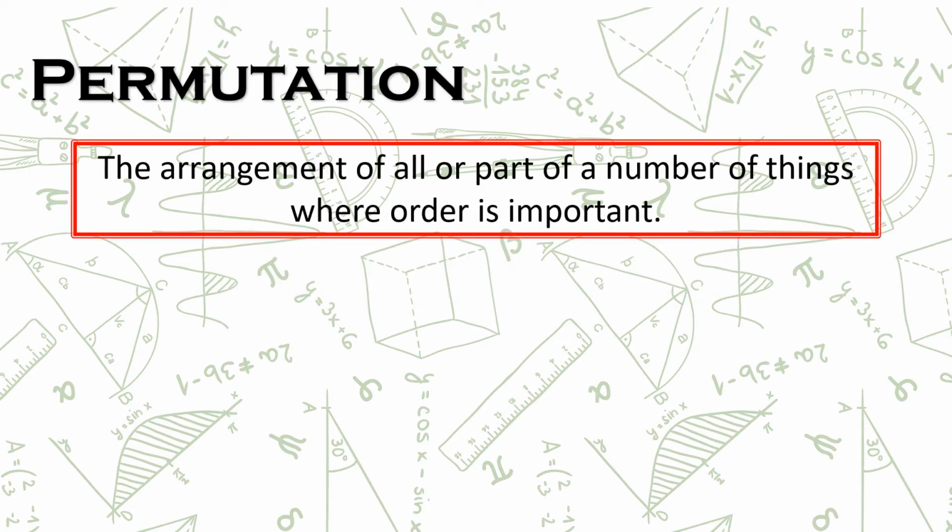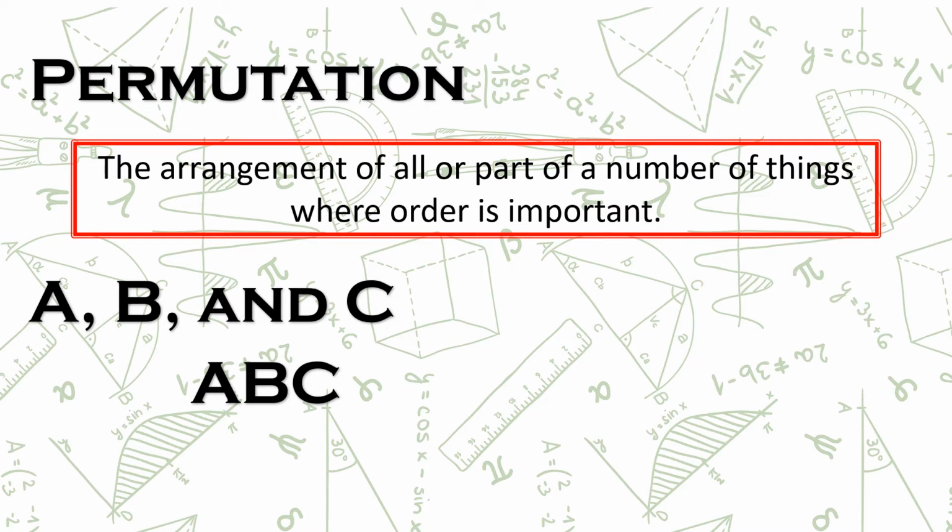Permutation is the arrangement of all or part of a number of things where order is important. The most common example given when it comes to permutation of objects is the arrangement of the letters A, B, and C.